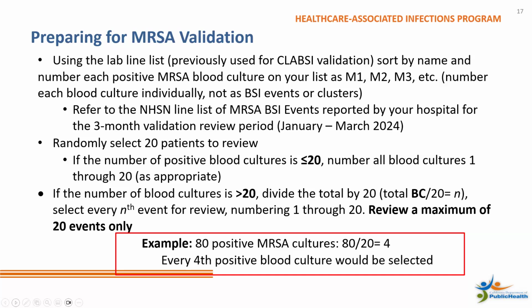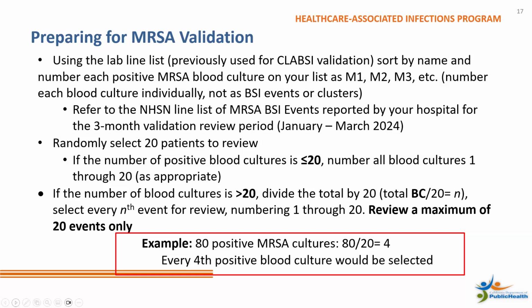As you are preparing for your MRSA Lab ID validation, we want you to use the line list that you previously used for your CLABSI validation, because this is your raw data of all of the positive blood cultures that your facility collected during the validation period from January to March 2024. The difference is we would like you to sort these by patient name or MRN and number them individually, not in clusters like a BSI event.